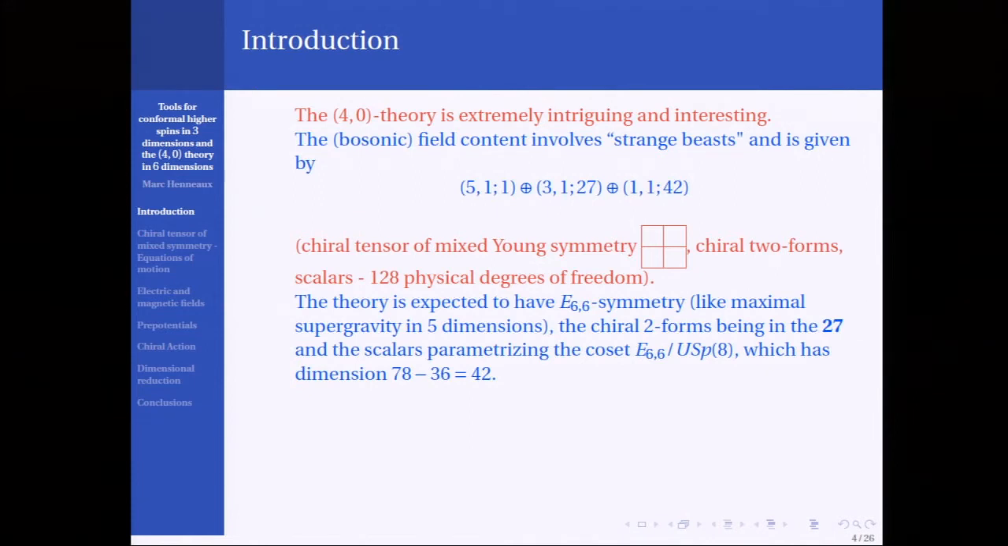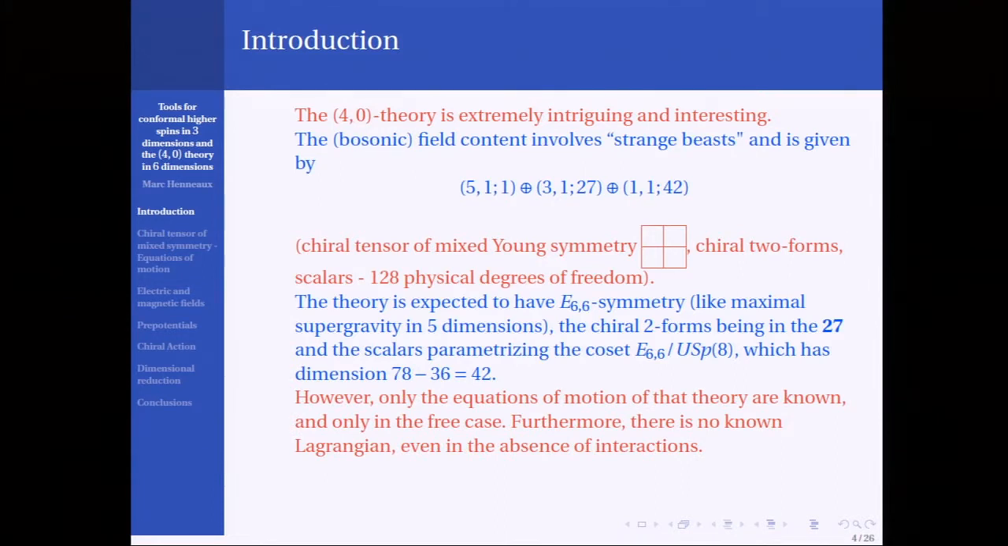Now, these numbers are reminiscent of E6(6), and it's not a surprise because the theory, yet to be fully constructed, is expected to have E6(6) symmetry, which is a symmetry you get when you dimensionally reduce supergravity to 5 dimensions, but it would be present in the strong coupling limit in 6 dimensions already. The chiral 2-forms are in the 27, and the scalars are precisely the dimension of this coset space.